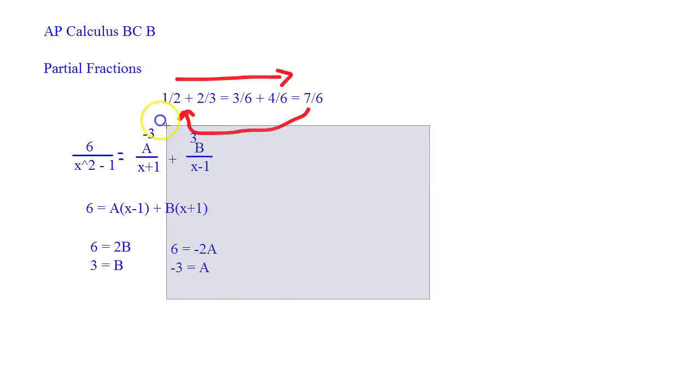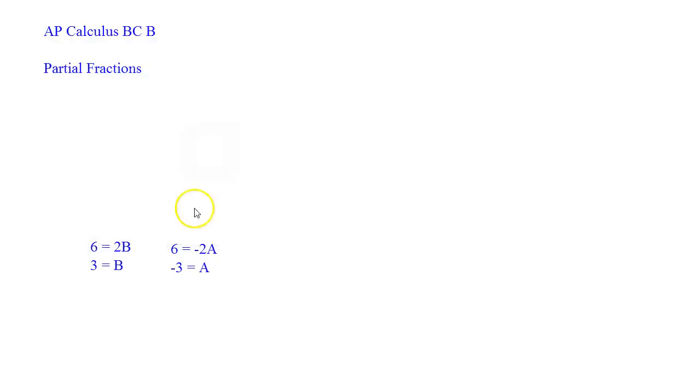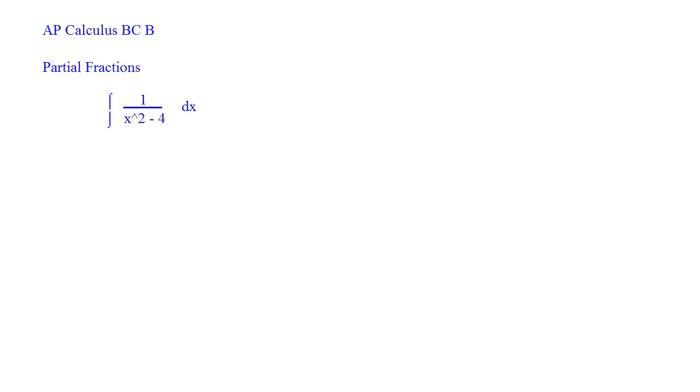But what we're doing today is partial fractions integration. Something would look like this: the integral of 1 over x squared minus 4 dx. The first thing we would do is break it up into its factors. This is a difference of perfect squares, so it's x minus 2 times x plus 2. So you are going to have two partial fractions.